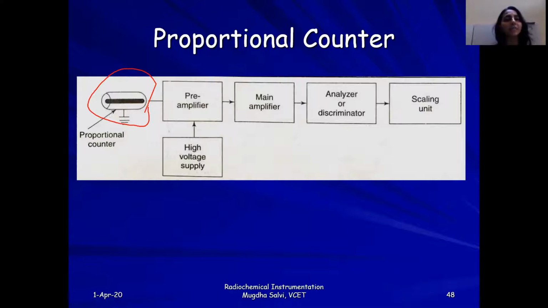The radiative material could be placed either inside the proportional counter or it could be placed outside the proportional counter. If it is placed outside, some radiations will be absorbed by the window, the entry point of the radiations. If the material is placed inside the proportional counter, this particular error will be minimized or removed because the radiations will directly reach the counter.